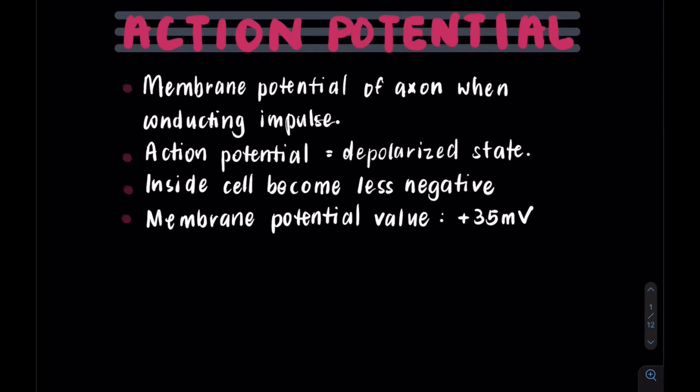In this video, we will look at action potential. Action potential refers to membrane potential of an axon when conducting an impulse. The axon is in depolarized state. When there is stimulus present, inside axon will become less negative compared to resting potential. This is known as depolarization. When the membrane potential value reach positive 35 mV, action potential is generated.